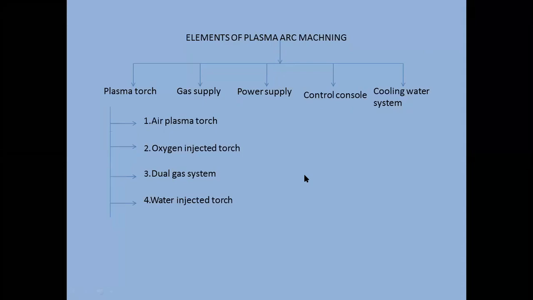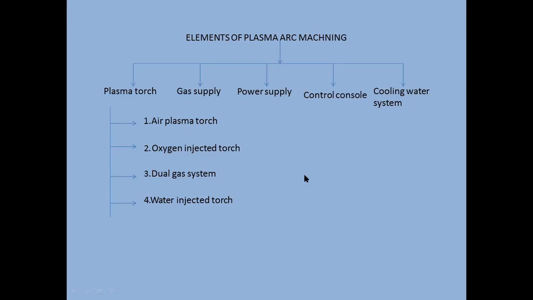First one, plasma torch. What is its function? Plasma torch is to generate the plasma state of matter or plasma state of gas by using this gas supply, power supply unit, control console, and cooling water system. These units are going to assist the plasma torch so that it generates high intensity of plasma, so that plasma arc, and that arc is transferred onto the workpiece so that machining happens.